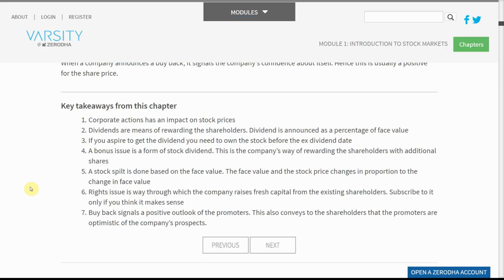Rights issue is a way through which the company raises fresh capital from the existing shareholders. Subscribe to it only if you think it makes sense. Buyback signals a positive outlook of the promoters. This also conveys to the shareholders that the promoters are optimistic of the company's prospects.